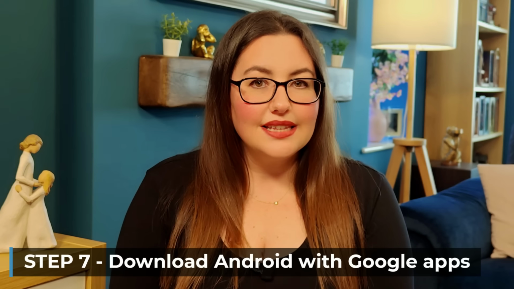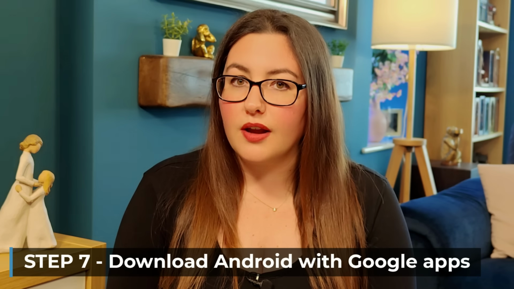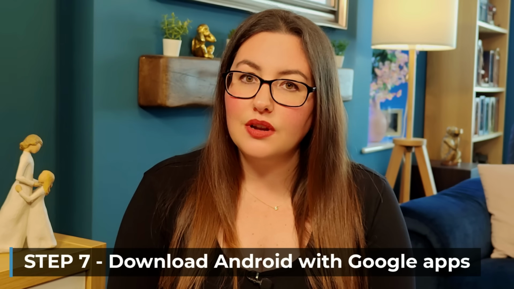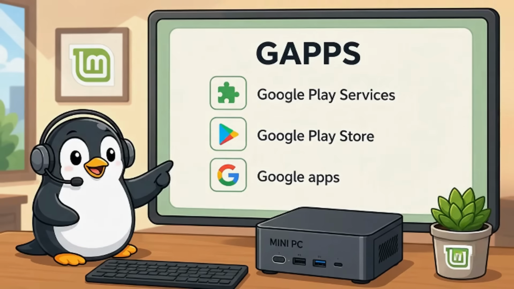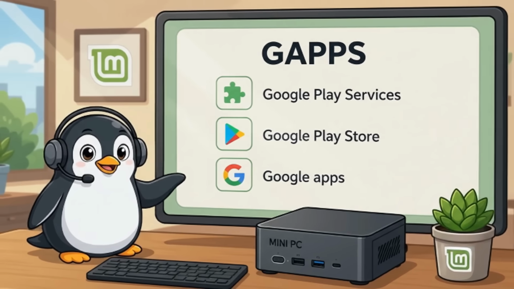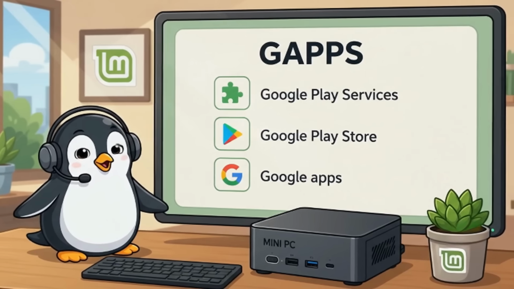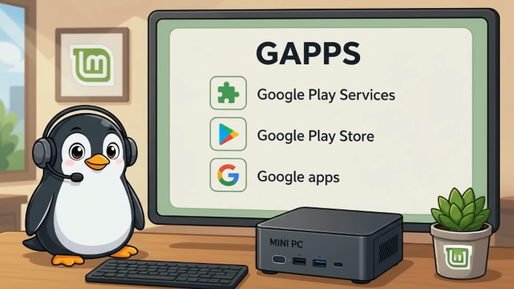Now this next step downloads the Android system that Waydroid will run. It is the largest download in the process, so it may take several minutes. I'm choosing the GApps version. Now GApps stands for Google Apps. This image includes Google Play services and the Google Play Store, which is what most viewers will probably want.